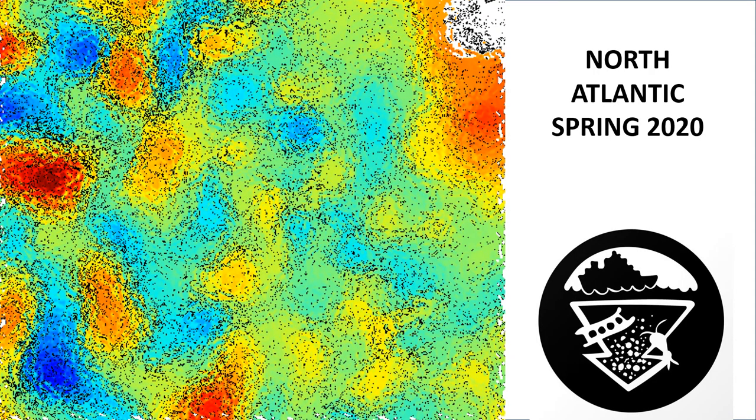And then North Atlantic in spring 2020. North Atlantic was supposed to offer a different story, a biology driven by physics. On this image, you can see stylized sea surface height in patches in the physical space. They're driving biology and ultimately carbon flux.